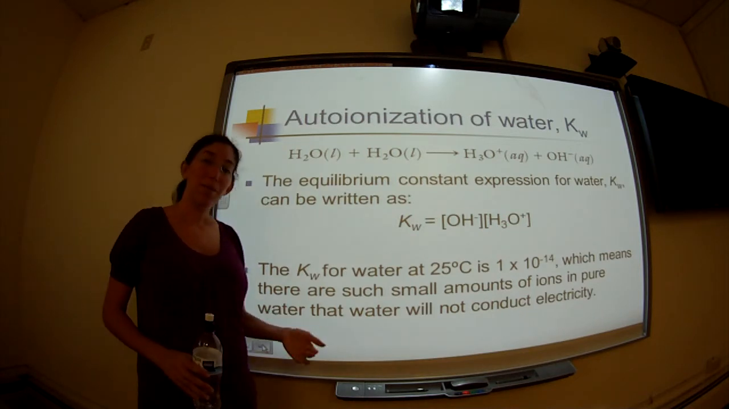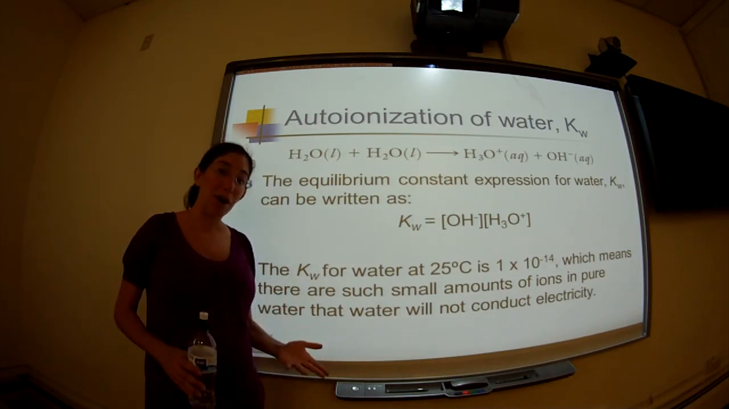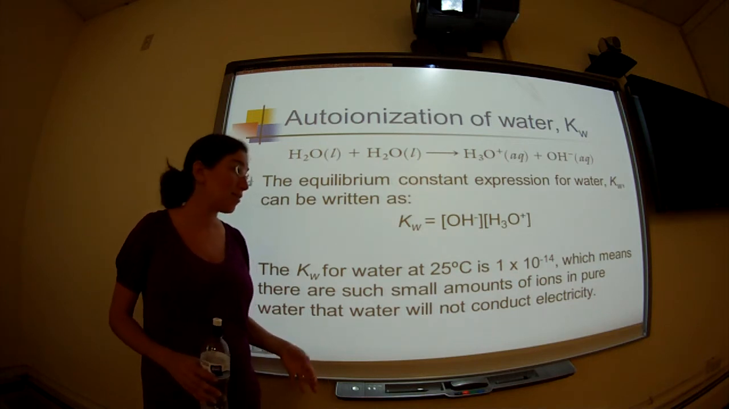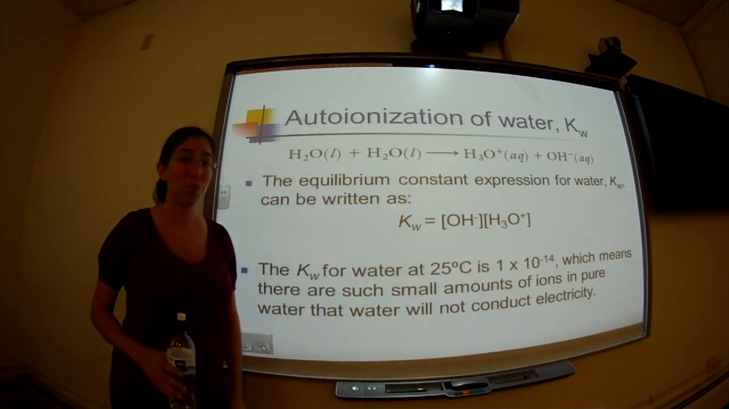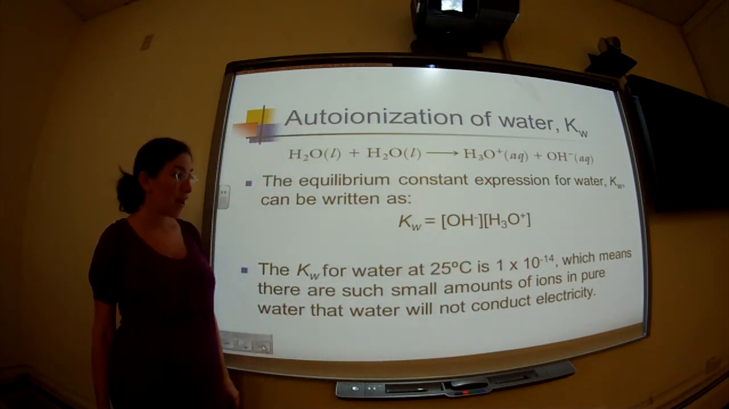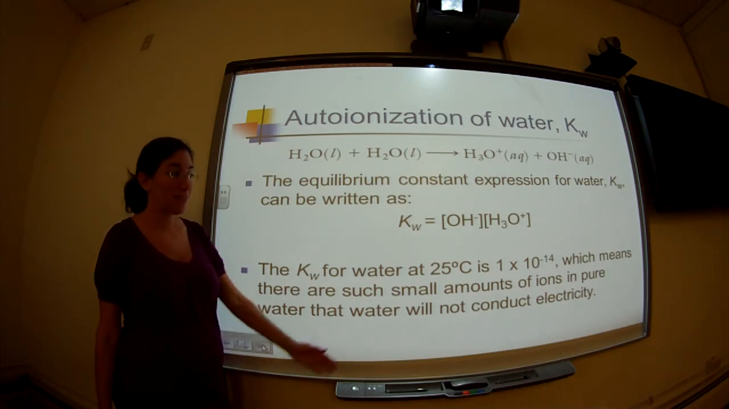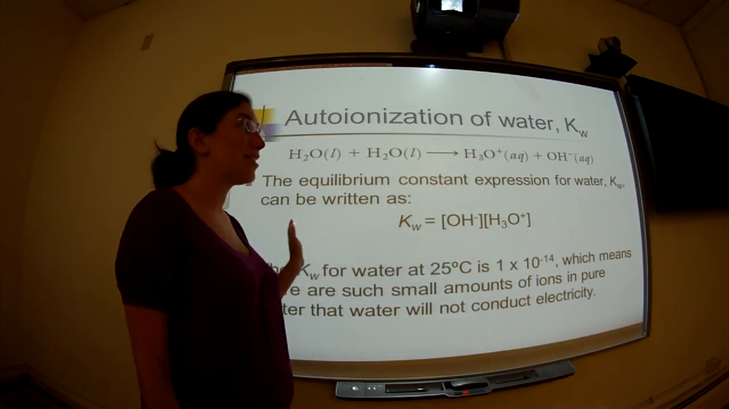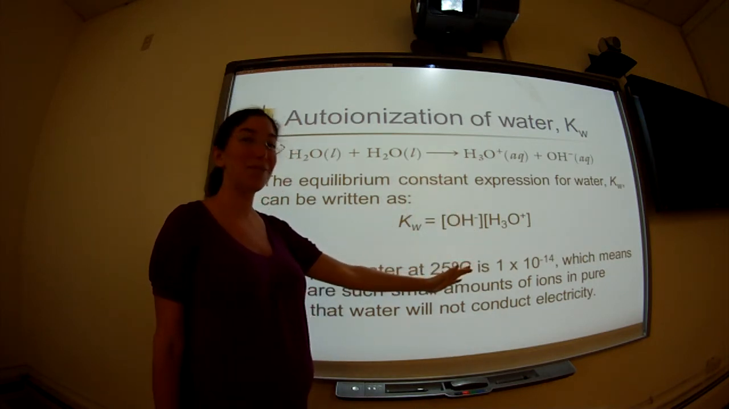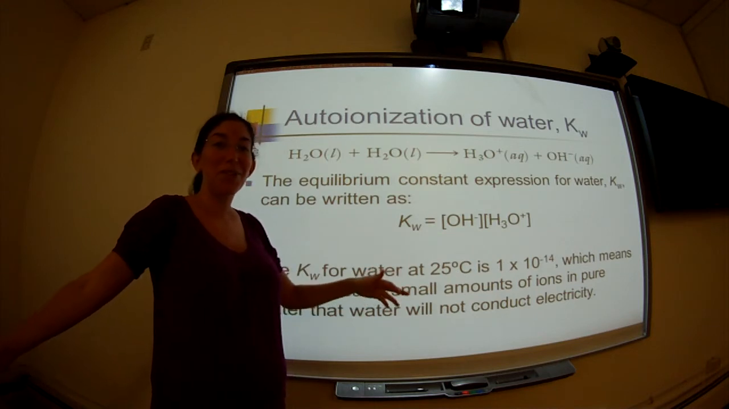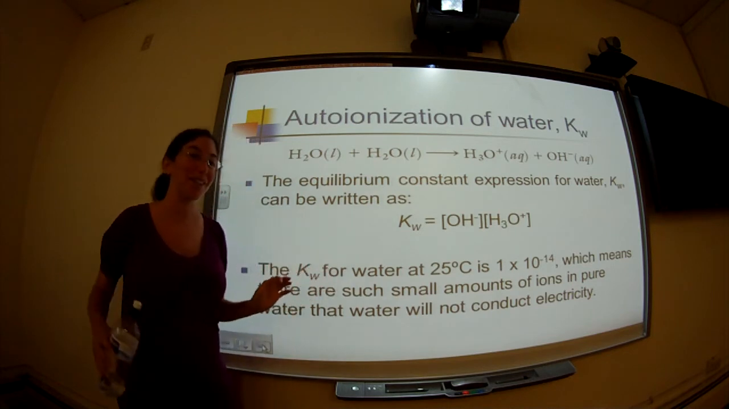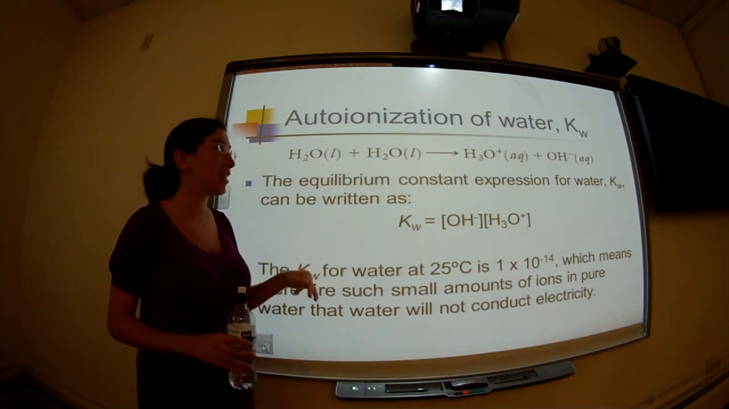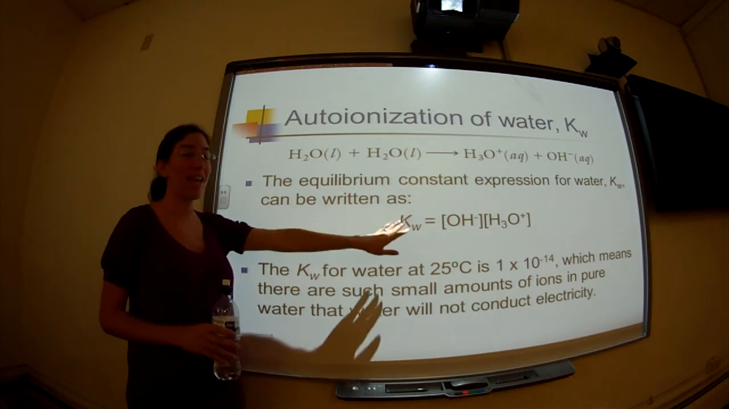So the equilibrium constant for this reaction is fairly small. It's 10 to the negative 14th, which is pretty small. So that's not 1 in a million, that's more like 1 with 14 zeros, like 100 million trillion. I don't know my numbers that high, okay? 1 in 100 million trillion molecules will actually dissociate. So that's what this K value means.